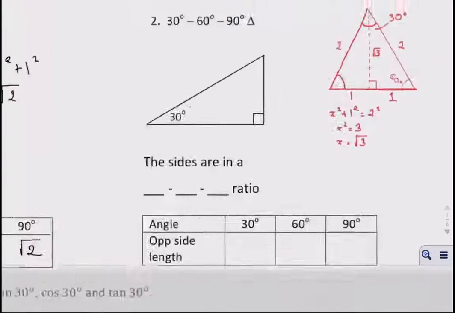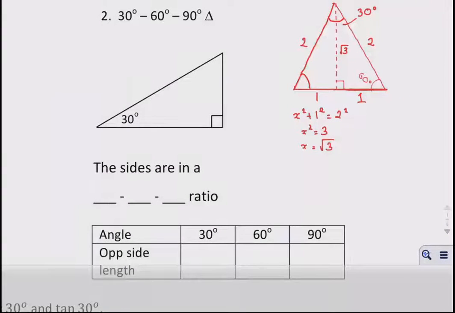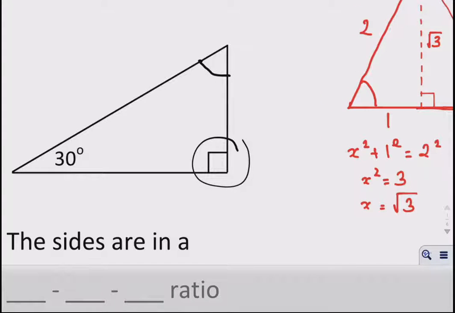Now for the second one, the triangle I'm looking at is 30 degrees, 90 degrees down here, and obviously the angle remaining, since the interior angles in a triangle add up to 180, is going to be 60 degrees. So I have 60 degrees in here.